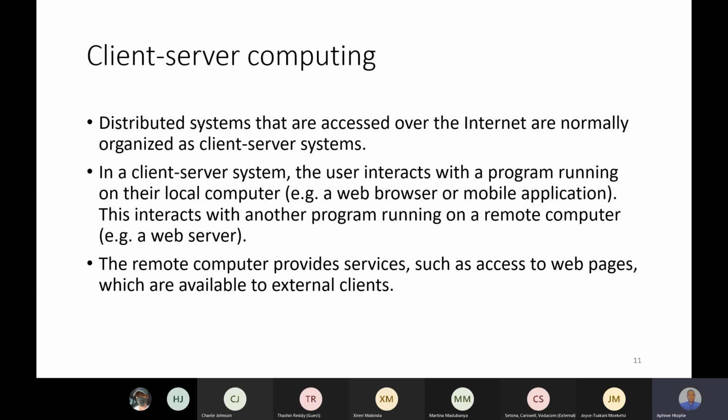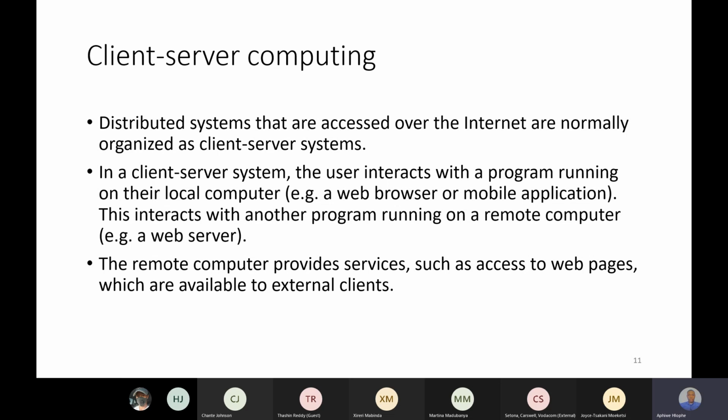And so when you talk about client-server computing, distributed systems accessed over the internet are normally organized as client-server systems. So distributed systems are client-server systems with multiple layers in them, okay? Unlike the typical two-tier one. So in a client-server system, the user interacts with the program running on their local computer, for example, a web browser or mobile application. This interacts with another program running on a remote computer, which we refer to as a server, right? And that's the typical 3-layer architecture.